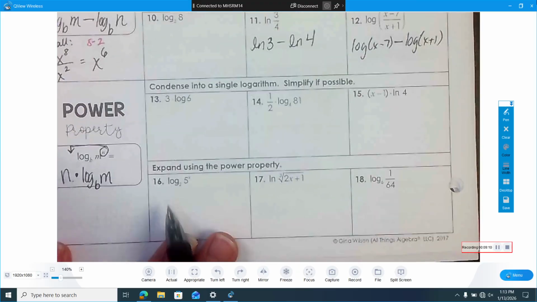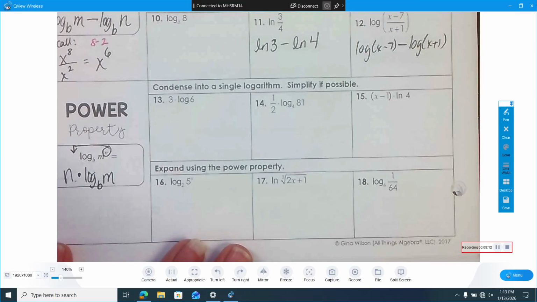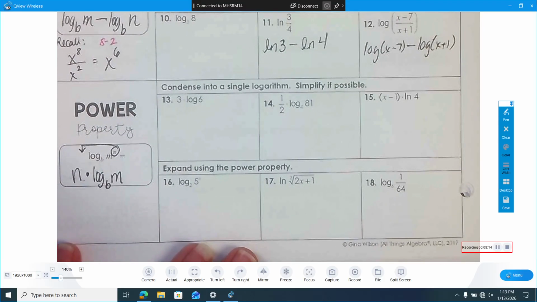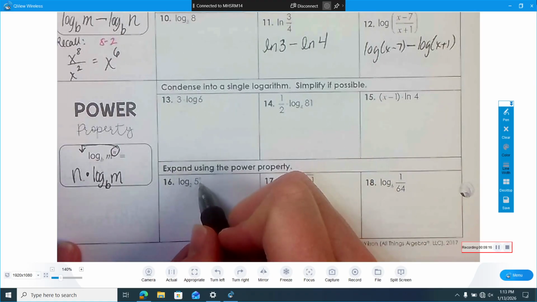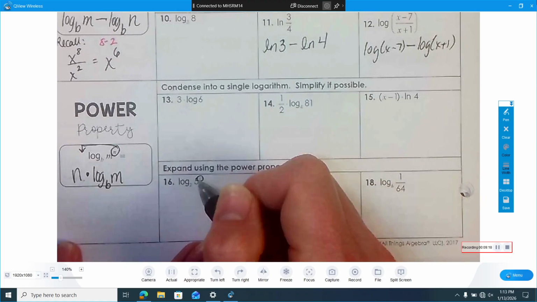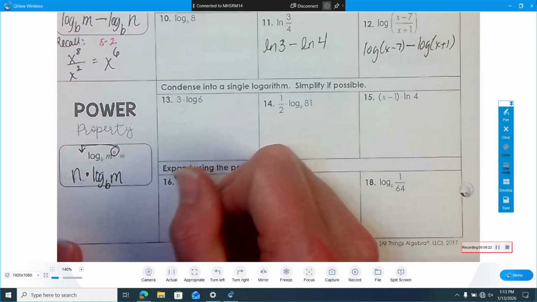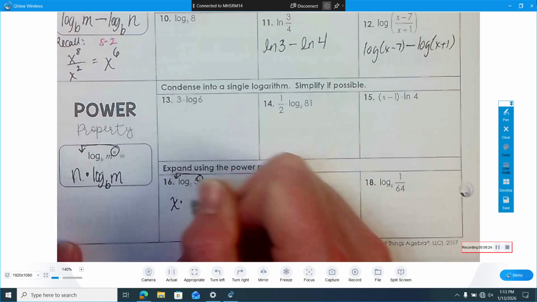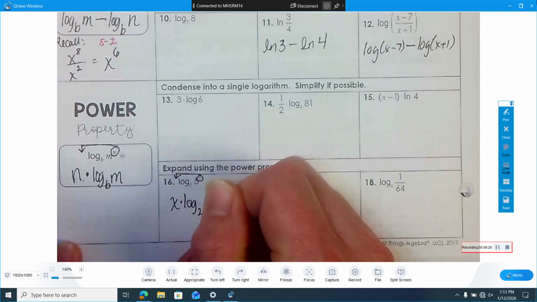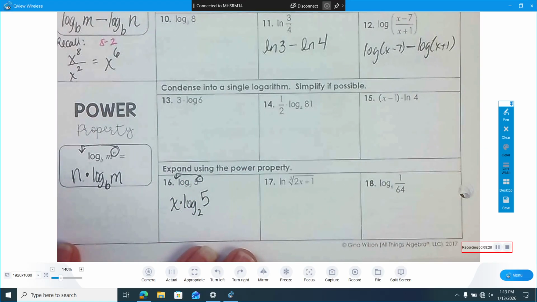Let's look down here at number 16 first. Let's expand number 16 using the power property. What happens to my power? It moves, drop your power is what I'll usually say. My power drops down in front, so we get x times log base 2 of 5.